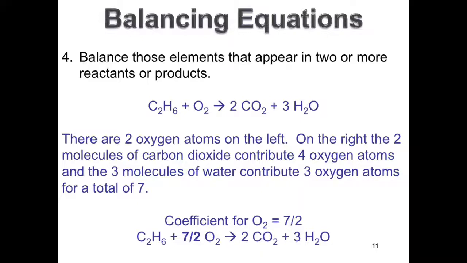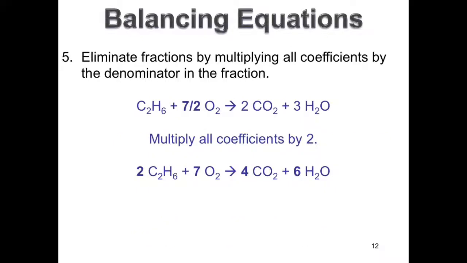We could leave it this way. However, working with stoichiometry problems, we prefer to have whole numbers. The solution to this is to multiply the entire equation by 2. Once everything is multiplied by 2, there are 2 ethanes, 7 oxygens, 4 carbon dioxides, and 6 waters total.